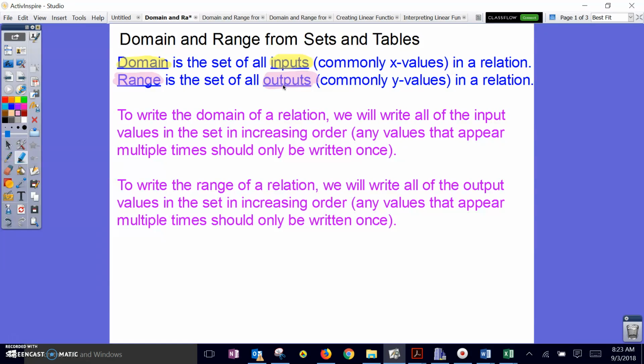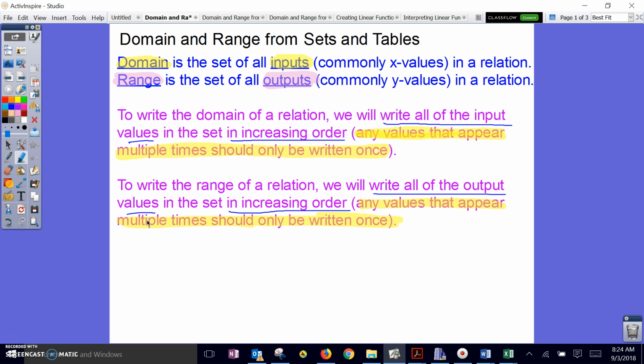So the way we do these is basically both the same kind of process. In order to write the domain, we're going to write all the input values in increasing order. And an important note here, any values that appear multiple times in the original relation should only be written once in the set that we write to represent our domain. Same thing with the range, except now we're looking at the output values. So we're going to take all the output values and we're going to write them in increasing order. And again, any values that appear multiple times are only going to be written once in the set that we write to represent our range.